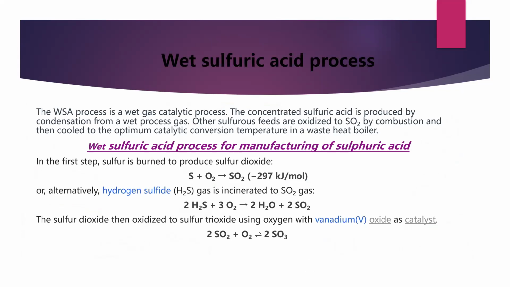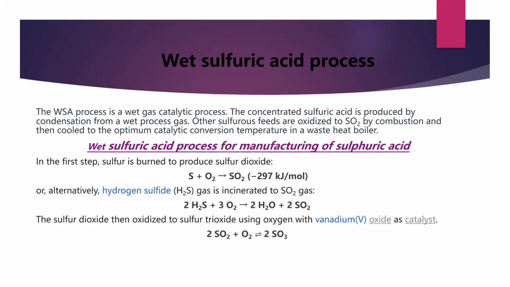And next is the wet sulfuric acid process. The wet sulfuric acid process is a wet gas catalytic process. The concentrated sulfuric acid is produced by condensation from a wet process gas. Other sulfurous feeds are oxidized to SO2 by combustion and then cooled to the optimum catalytic conversion temperature in a waste heat boiler.